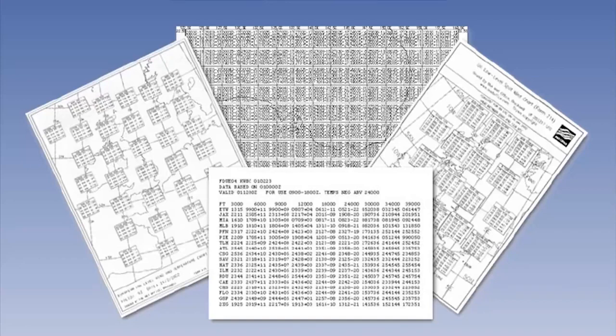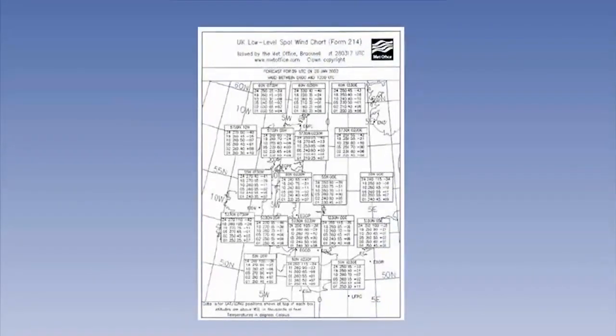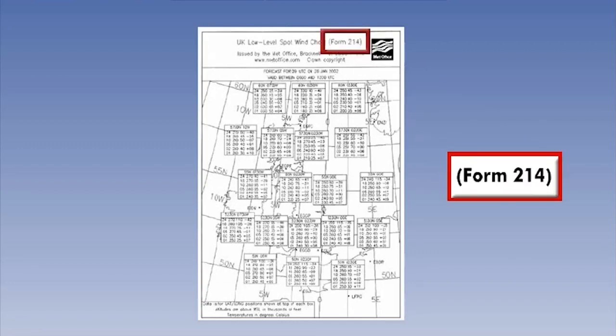A commonly used flight briefing tool is the Spot Wind Chart. In working through this example of a spot wind chart, we'll look at the UK version, commonly referred to as Form 214. Although each country will have their own variant on this, most are fairly similar in that they all give information regarding wind and temperature for various locations and altitudes. Although most are in a text format, the UK produces this as an easy-to-interpret graphical chart.